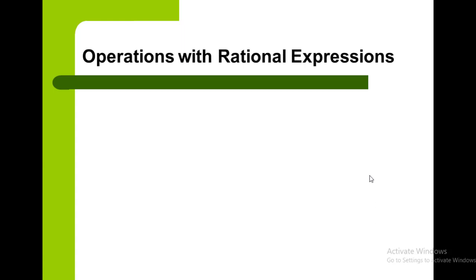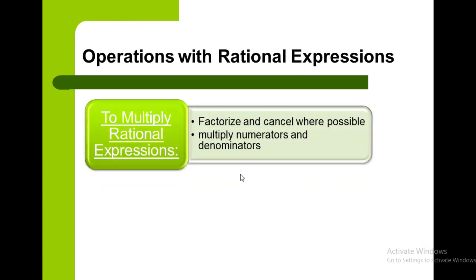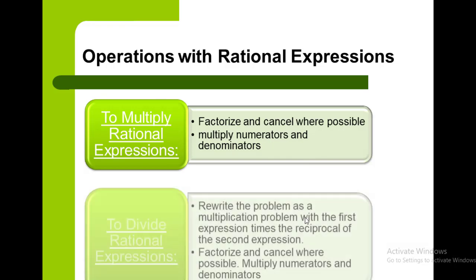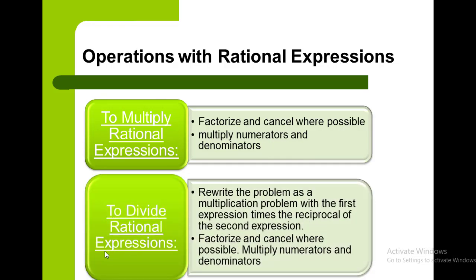Operations with rational expressions. To multiply rational expressions, first step, factorize and cancel where possible. Second step, multiply numerators and denominators. To divide rational expressions, rewrite the problem as a multiplication problem, with the first expression times the reciprocal of the second expression. Factorize and cancel where possible. Multiply numerators and denominators.